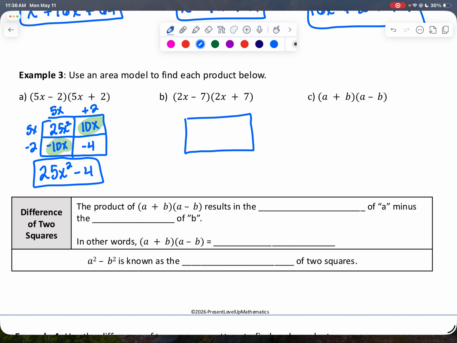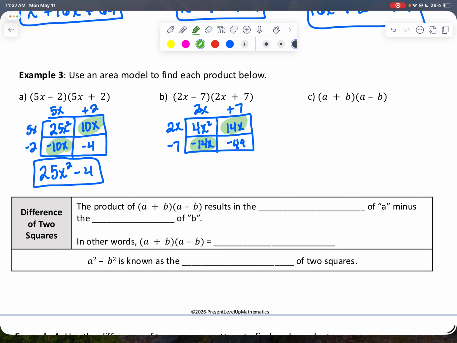Let me draw my area model. 2 by 2 rectangle. So I'm multiplying 2x minus 7 times 2x plus 7. So 2x times 2x is 4x squared. 2x times 7 is positive 14x. Negative 7 times 2x is negative 14x. And negative 7 times negative 7 is negative 49.